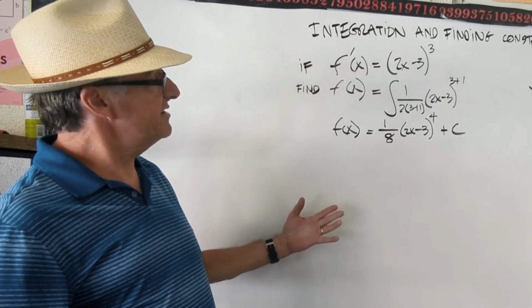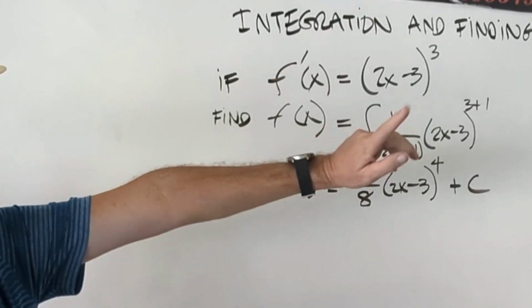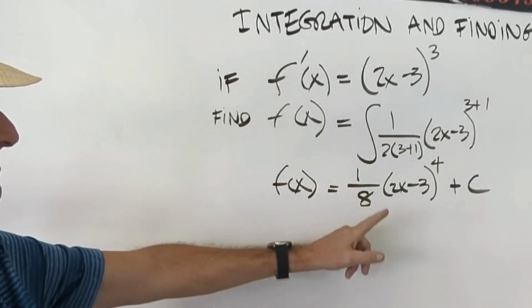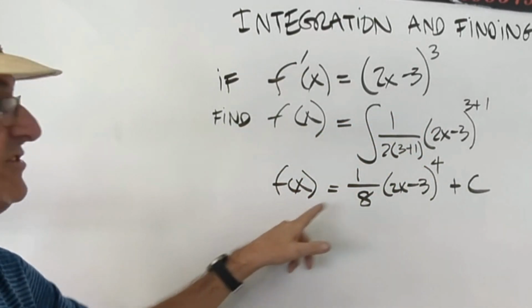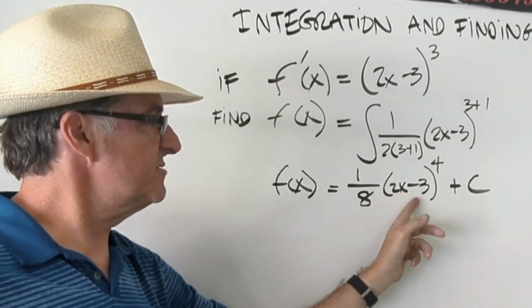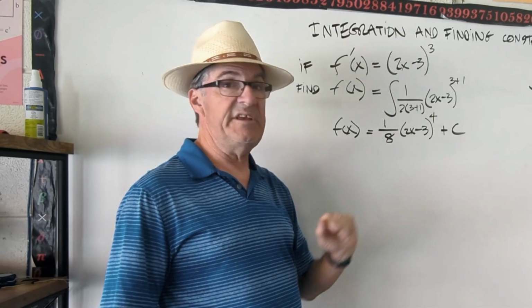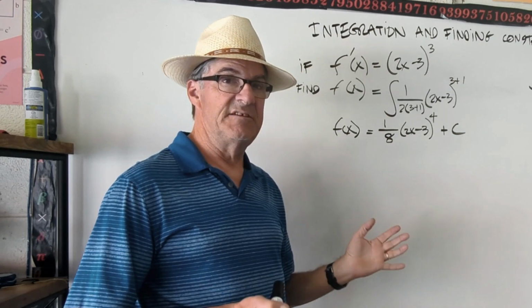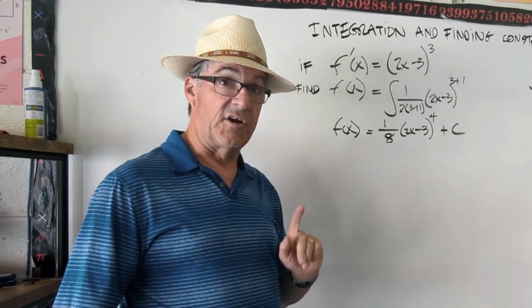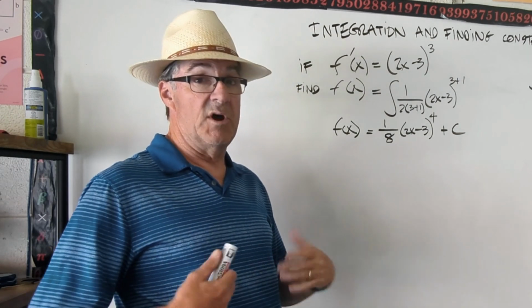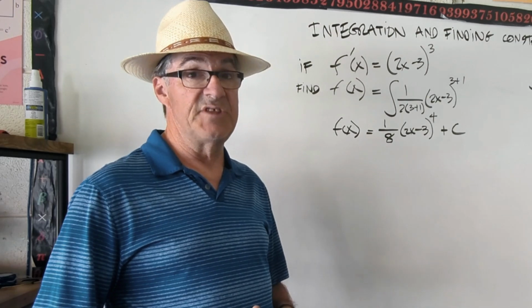So I did my steps. Here's my plug-in step according to our rule, and then I went ahead and simplified on down. So now we know that f of x is 1/8 times (2x minus 3) to the fourth power plus c. So that's an indefinite integration. However, we can specify that we want to make this definite. And here's how we do that.